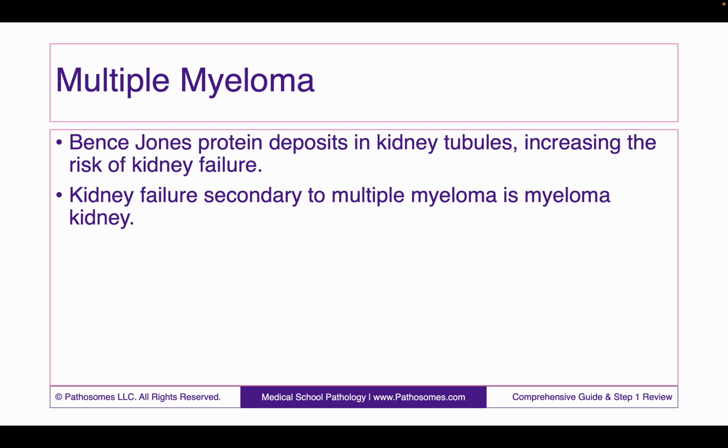Bence-Jones proteins deposit in the kidney tubules, increasing the risk of kidney failure. That makes sense regarding kidney failure being the secondary issue of multiple myeloma. It's noted to be a myeloma kidney or myeloma nephropathy.